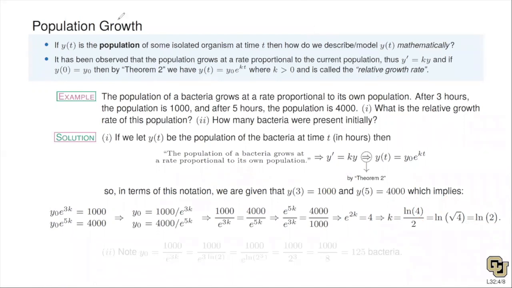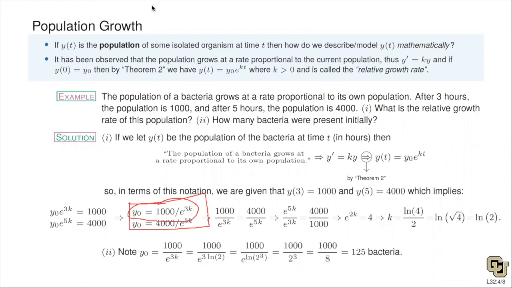So once we've solved for k, now for part B, it says how many bacteria were present initially. So we're looking for y sub 0. And here we have two equations we can use to solve for y sub 0. I'll just go ahead and use the top equation. So the top equation here tells us that y sub 0 equals 1,000 over e to the 3k, where k we solved to be natural log of 2. So I replace the k with natural log of 2.